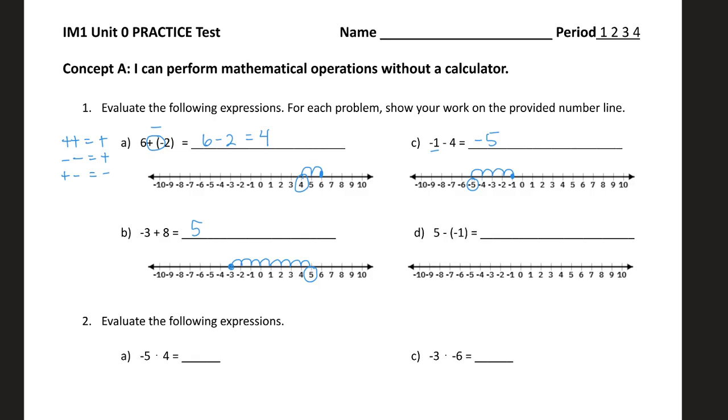All right, and the last one here, again, I see this double sign. I see minus, minus, and we know that with minus, minus, our sign is going to be positive. So in this case, we're going to rewrite this as 5 plus 1. So now I'm going to start at 5, and I'm just going to go to the right 1, and that's going to get me to 6. So my final answer is going to be 6.